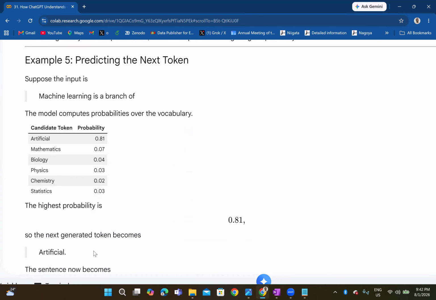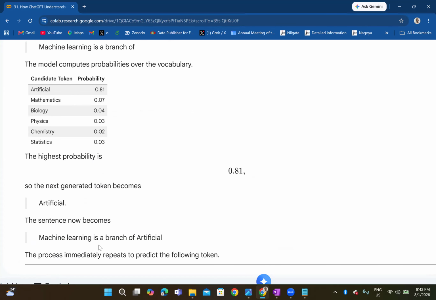And in example 5, predicting the next token. Suppose the input is "machine learning is a branch of..." So the model computes probabilities over the vocabulary: artificial 0.81, mathematics 0.07, biology 0.04, physics 0.03, and all that. So the highest probability is artificial, that is 0.81. So the next generated token becomes artificial, and then the sentence now becomes "machine learning is a branch of artificial", which is not complete, by the way. And then the process immediately repeats to predict the following token.